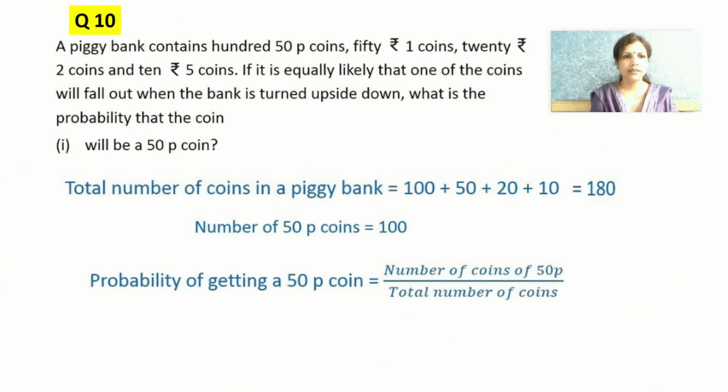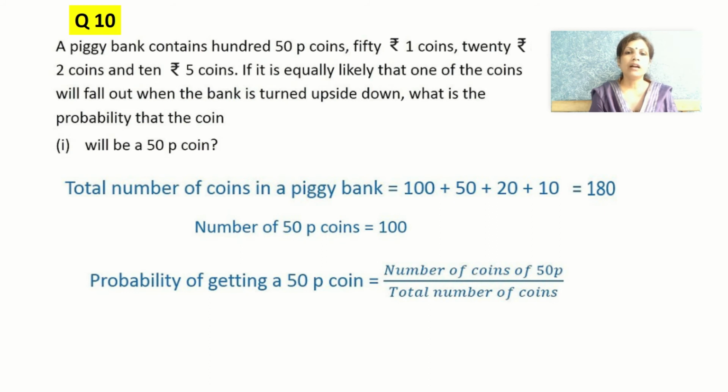This is question number 10. A piggy bank contains 100 50 paise coins, 50 rupees 1 coins, 20 rupees 2 coins and 10 rupees 5 coins. If it is equally likely that one of the coins will fall out when the bank is turned upside down, what is the probability that the coin will be a 50 paise coin? This is the first part of the sum. To find the probability that the coin is a 50 paise coin, we need to know how many total coins are there in the piggy bank. So let's find that out.